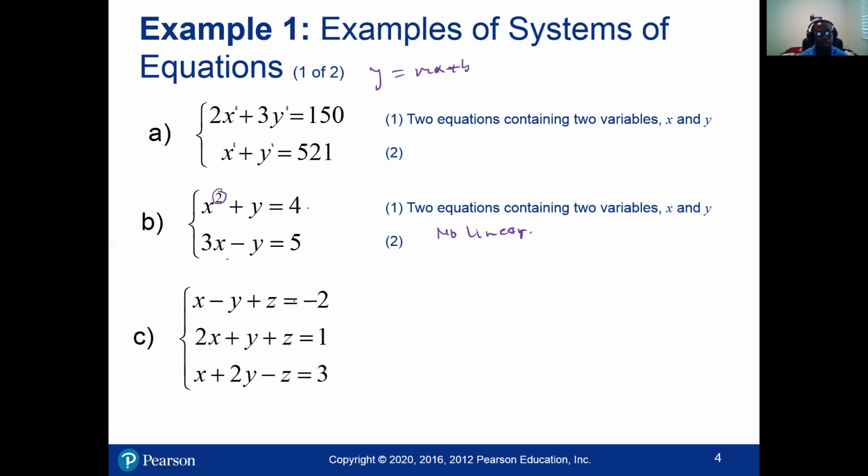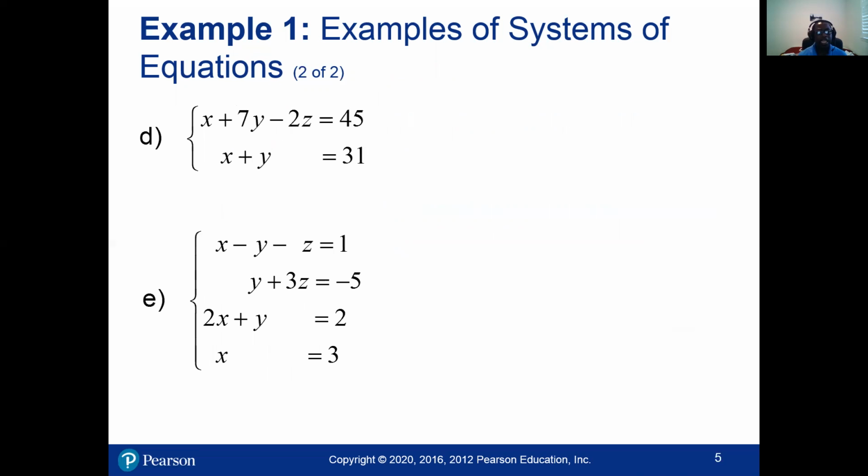And then the third example, how many variables are involved? We have x, y, z. The exponents of each of the variables in each equation is 1. So this is linear, involving three variables, x, y, z. This is a linear system. And then the next one, how many variables are there? The second equation has only two variables, x and y, but the whole system has three variables, x, y, z. So this is also linear.